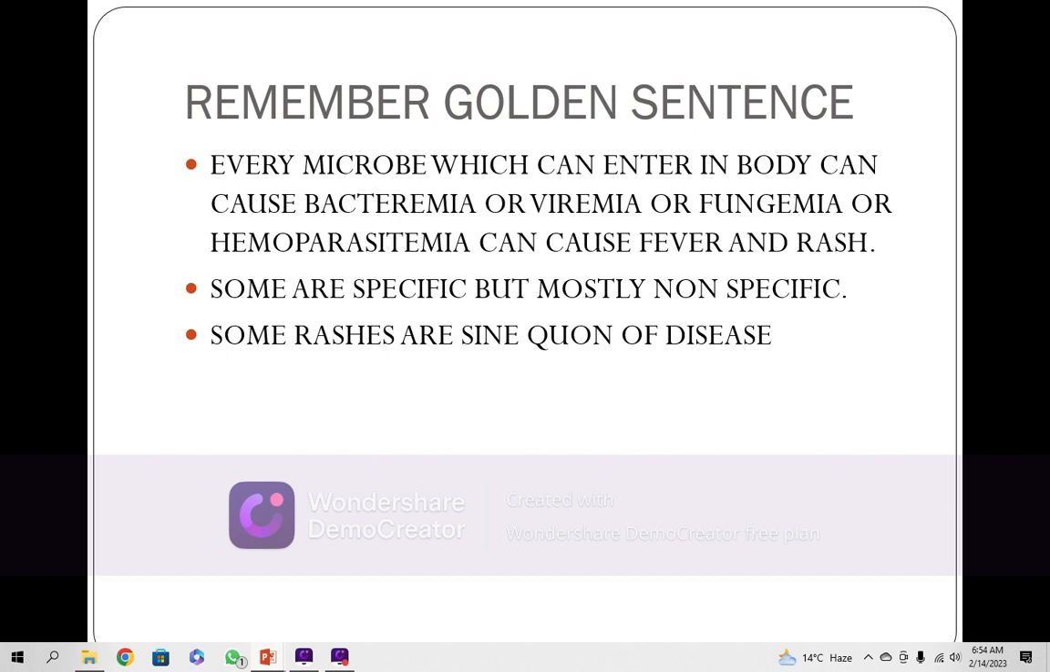For example, the Koplik spots in measles are said to be the sine qua non of measles. But anyway, Koplik spots may also be seen in the same group of viruses. It is a possibility, but in most cases the Koplik spots are the sine qua non of measles, if you look for them.